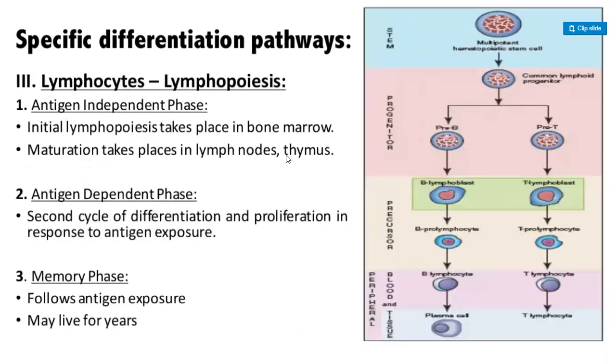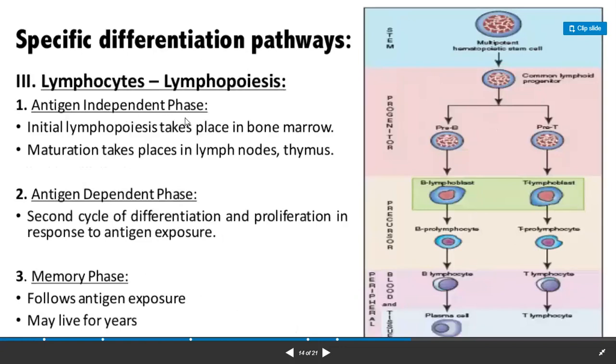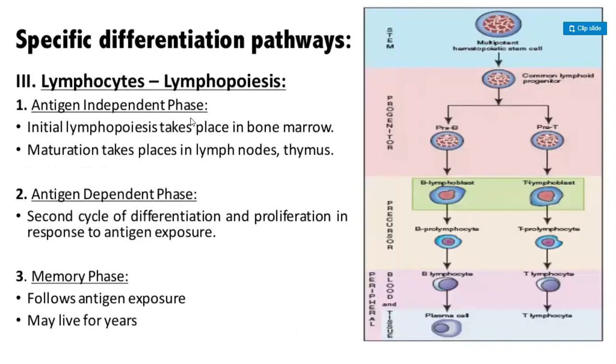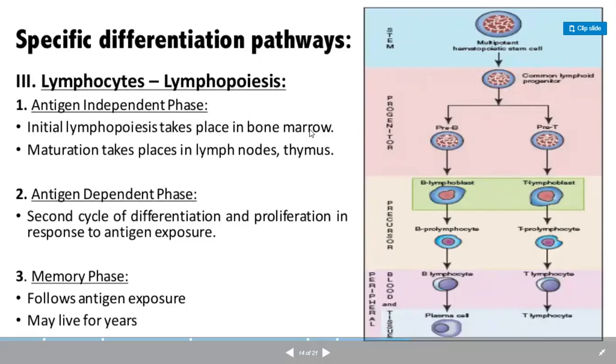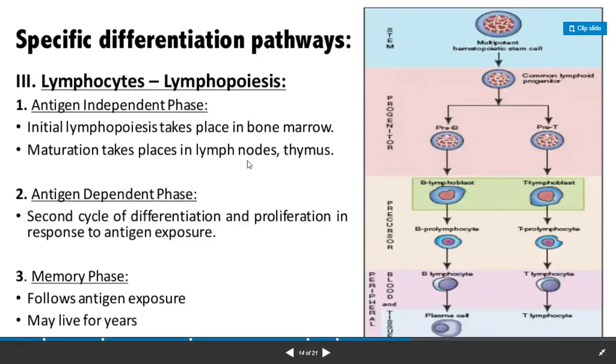The next one, the lymphocyte. So lymphocyte production occurs in 3 phases. First, the antigen-independent phase, in which initial lymphopoiesis takes place in the bone marrow, and then maturation takes place in the lymph nodes. So the initial process to form lymphocytes takes place in the bone marrow, but the maturation of the cells takes place in the lymph nodes and in the thymus gland.